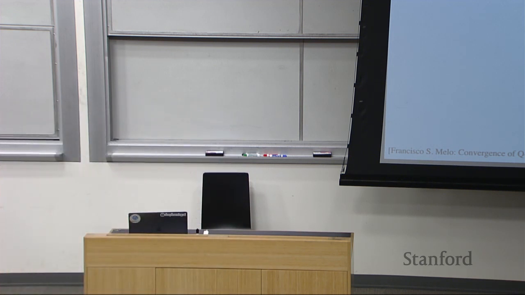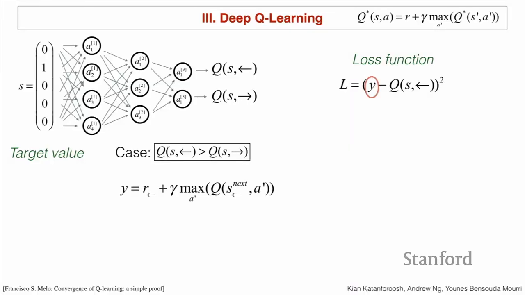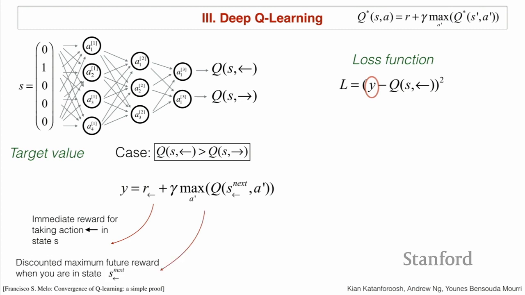So it converges. And in fact, it converges because we're using a lot of tips and tricks that we will see later. But if you want to see the math behind it, and it's a full lecture of proof, I invite you to look at this simple proof for convergence of the Bellman equation. Okay, so this is the case where left score is higher than right score. And we have two terms in our target: immediate reward for taking action left, and also discounted maximum future reward when you are in state S next.